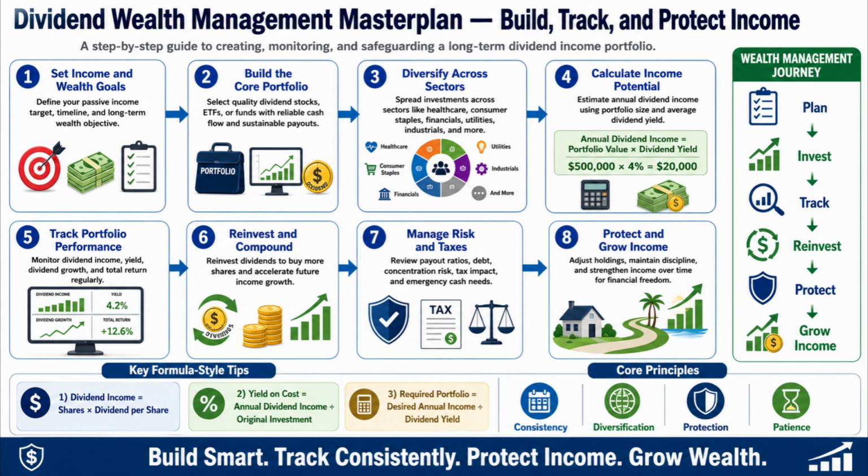Then, calculate your income potential. Investors should estimate annual dividend income by using portfolio size and average dividend yield. For example, if a portfolio is worth $500,000 and generates an average yield of 4%, the estimated annual dividend income would be $20,000. This kind of calculation helps investors understand whether the current portfolio is aligned with their income target and whether more capital, more time, or higher income growth is needed.